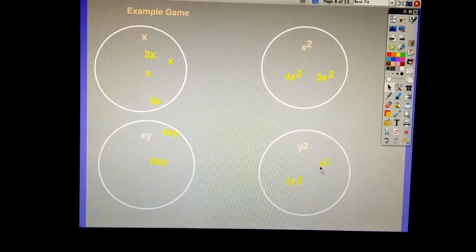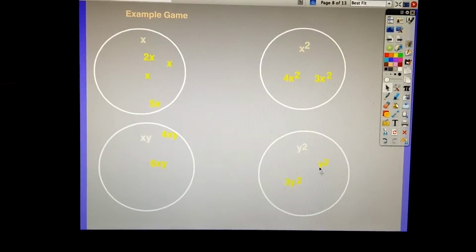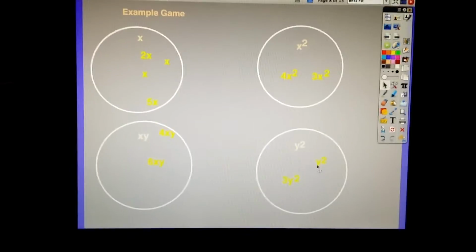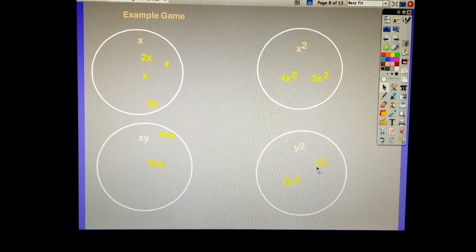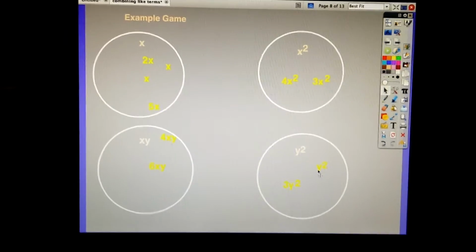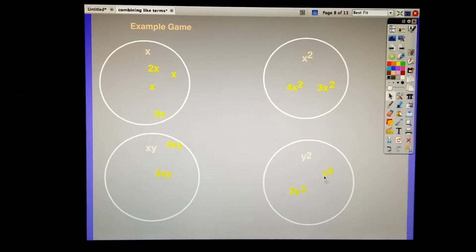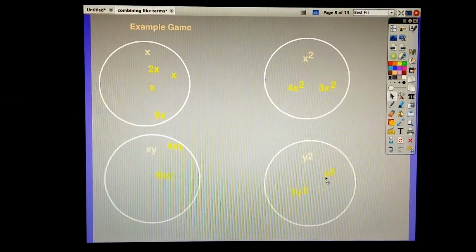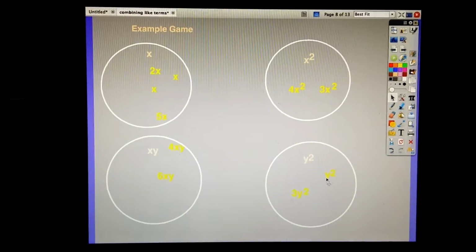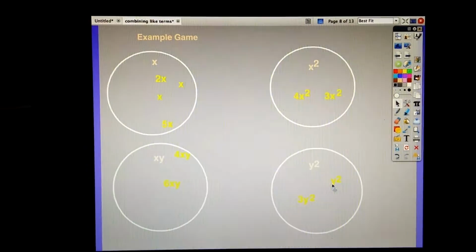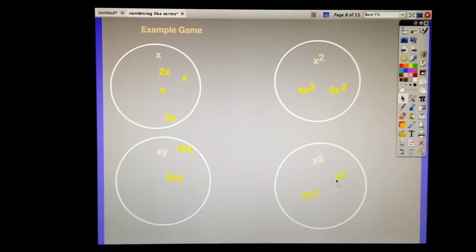For my x's, I have 2x plus x plus x plus 5x, which gives me a total of 9x. For my x squares, I have 7x squared as my total. For my xy, I have 10xy, and for my y squares, I have 4y squared.